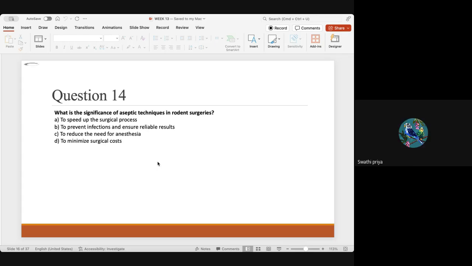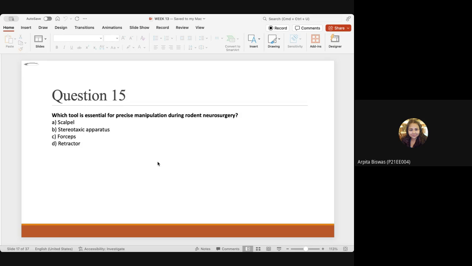Option B, ma'am. Yes, option B is the right option, to prevent infections and ensure reliable results. Then question number 15. Which tool is essential for precise manipulations during rodent neurosurgery? First is the scalpel, and next, option B is the stereotaxic apparatus. Option C is the forceps, and option D is the retractor.